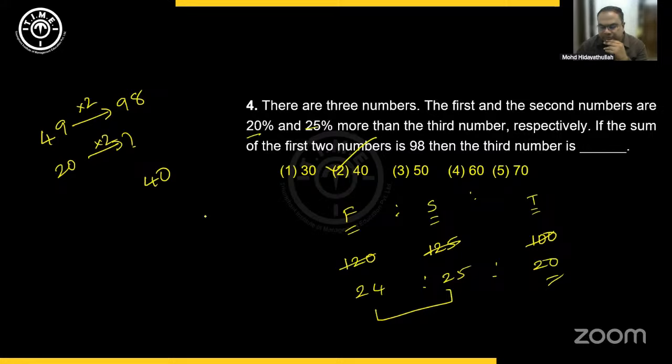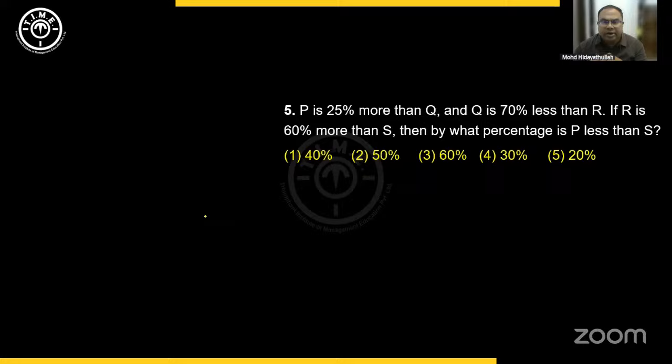Choice 2. Look at question number 5. P is 25% more than Q. Q is 70% less than R. R is 60% more than S.